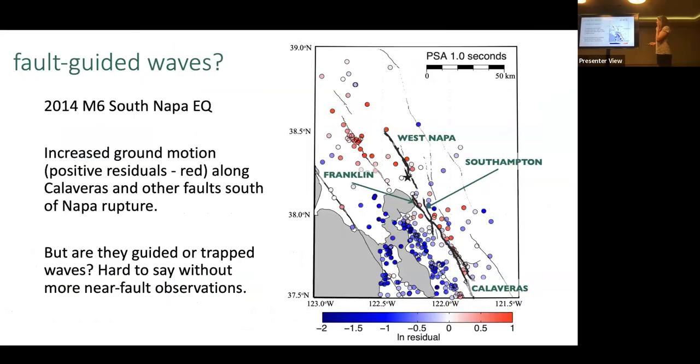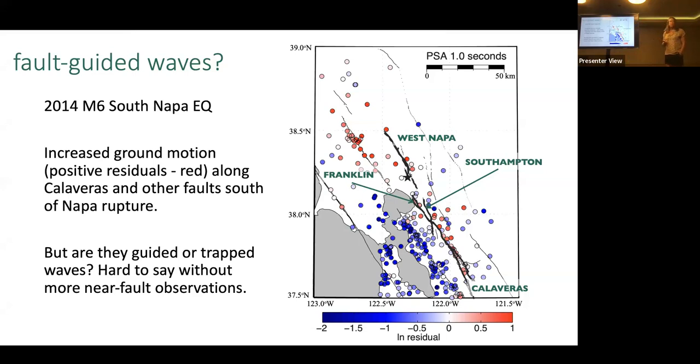This is an example from the South Napa earthquake, so a magnitude 6 earthquake occurring here. And now we have the red-blue plot where the red is the larger ground motions, blue are the smaller ground motions just from this particular earthquake. And we see a lot of features here. There's maybe a basin up here in Santa Rosa, but if you look to the south here along the Franklin and Southampton faults, seems like there's ground motion amplification.